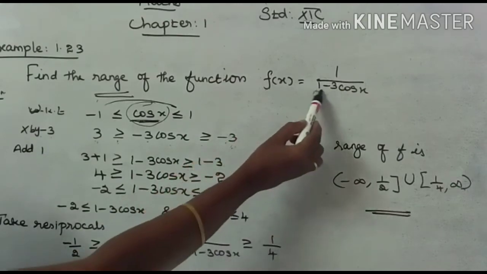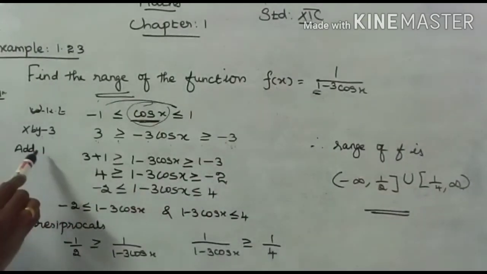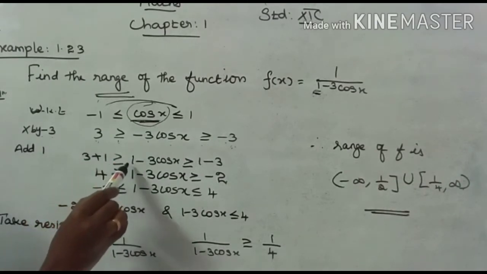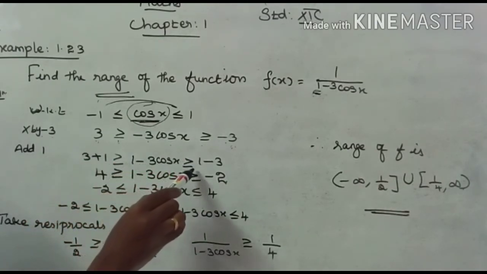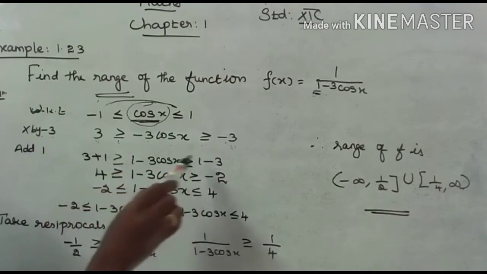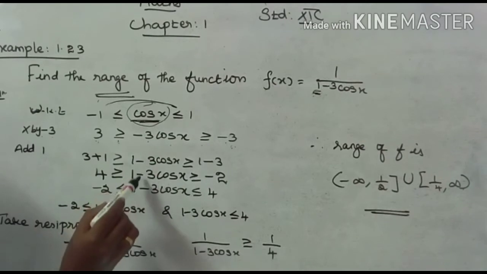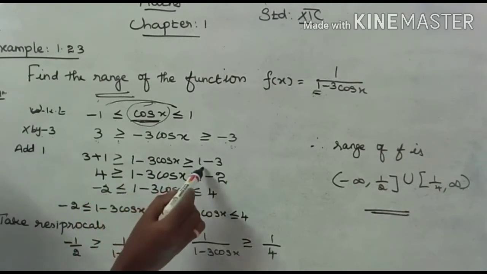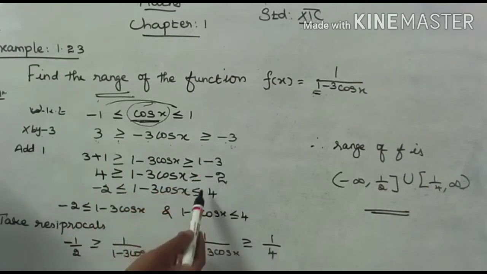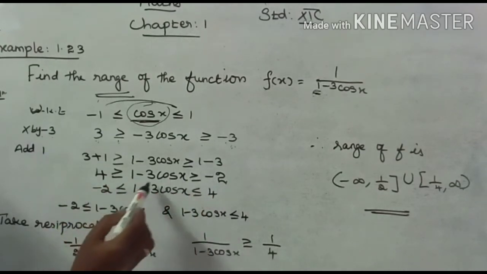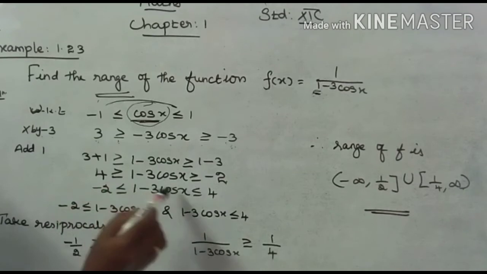Again we want 1 here, so we add 1 in all the inequalities. So 3 plus 1 greater than or equal to 1 minus 3 cos x greater than or equal to 1 minus 3. Simplify: 3 plus 1 is 4, and 1 minus 3 is minus 2. Writing in reverse order, minus 2 less than or equal to 1 minus 3 cos x less than or equal to 4.